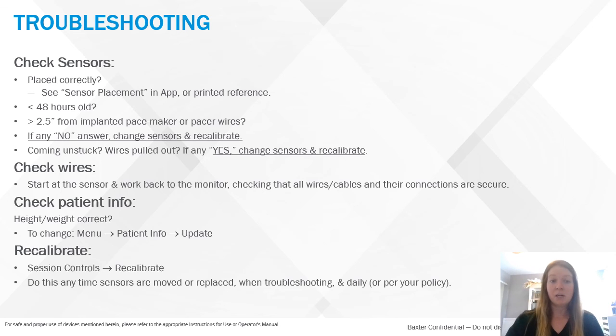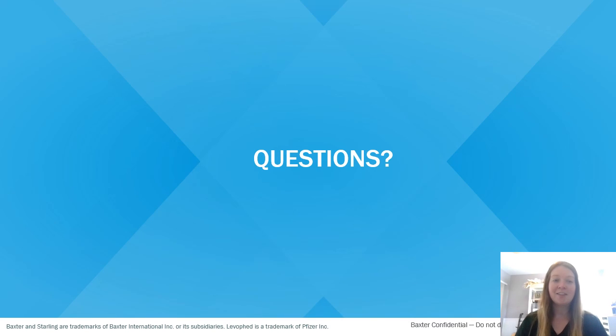Now, if you don't have any issues with those, all you have to do is recalibrate your monitor. Also, make sure you check the wires to make sure your red sensor is connected to your red cable and your black sensor is connected to the black cable. Also, make sure your patient's height, weight, and age are correct in the monitor. And lastly, in the top right of your monitor, you will have an info button for troubleshooting.